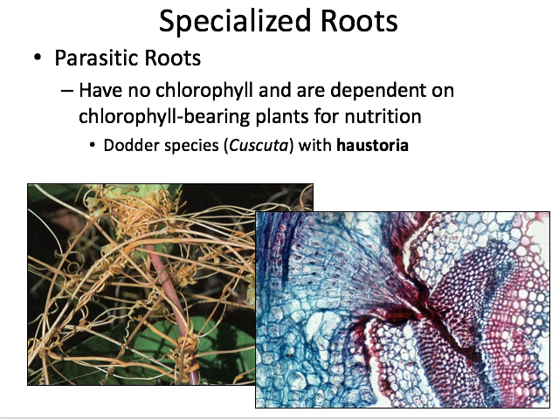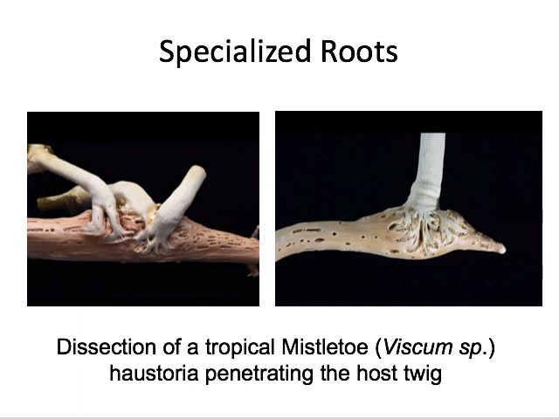And the name for the structure that steals those nutrients is called the haustoria. In this picture, it shows us a dissection of a tropical mistletoe, which is also a parasitic plant. And we can see the haustoria are completely penetrating the host twig. We can barely even see where the mistletoe ends and the host twig begins.